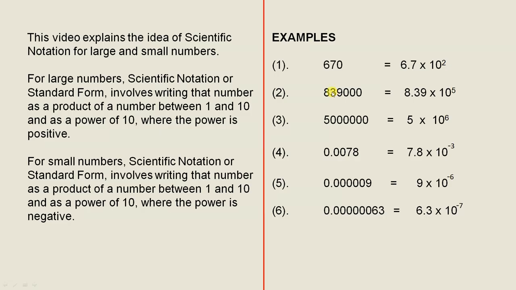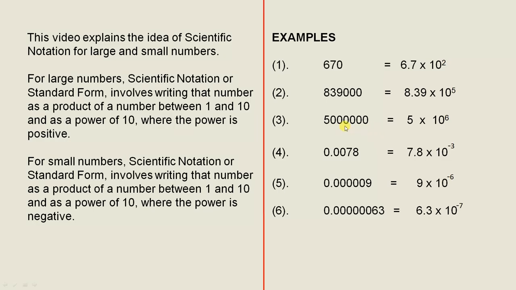839,000, we put the decimal point here, and that gives us 8.39. So if we put it there, we have to move it 1, 2, 3, 4, 5 places to the right.